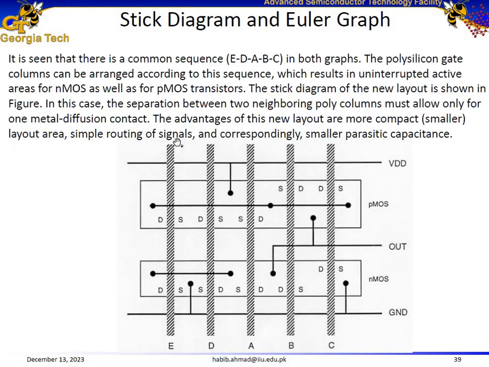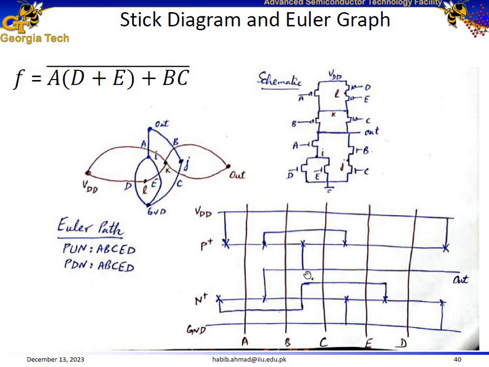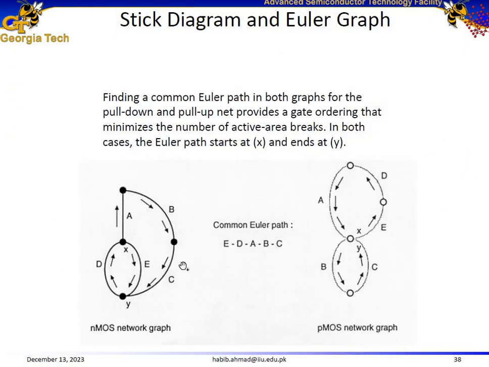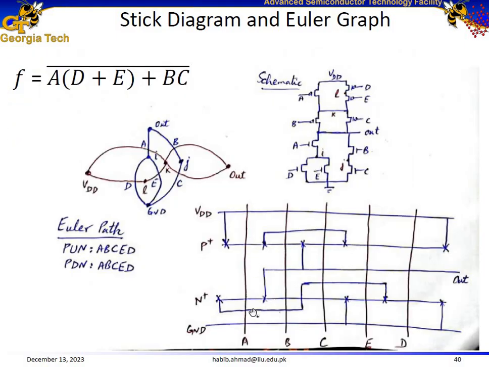The other Euler path solution is ABCED. ABCED works for the pull-down network. ABCED also works for the pull-up network. So label the polysilicon gates accordingly, and then label all the sources and the drains on the circuit diagram and also on the stick diagram, and from here we make the connections in order to complete the stick diagram. So we got two choices over here for the Euler paths.